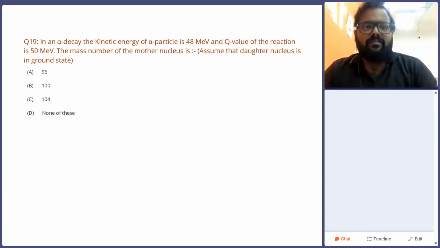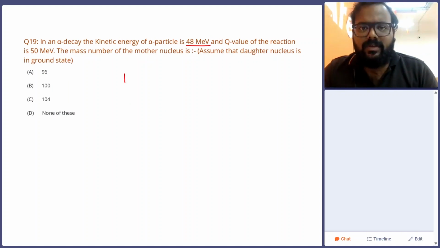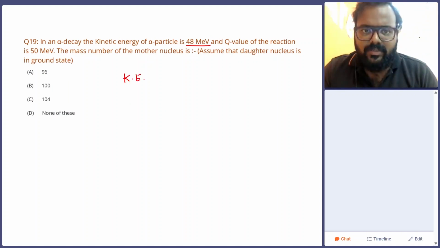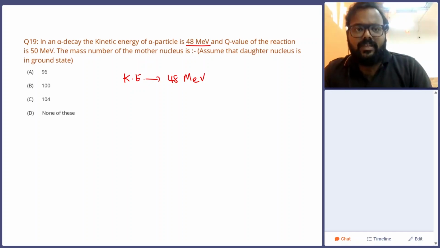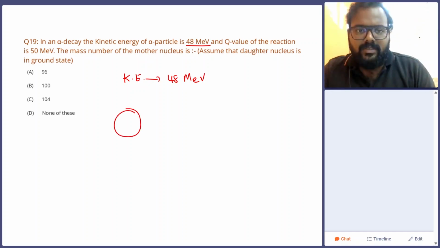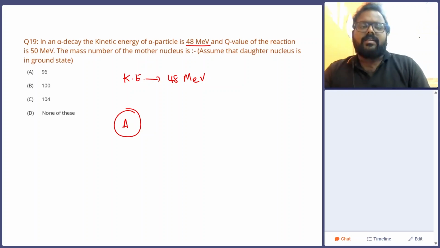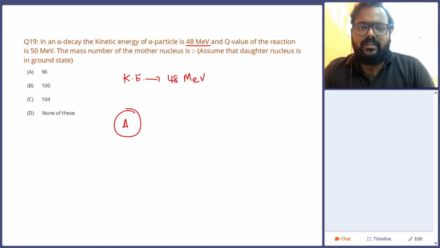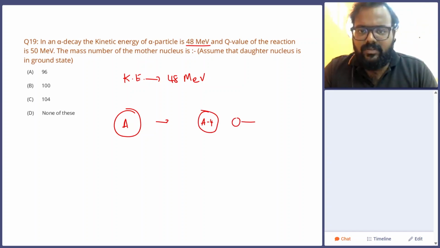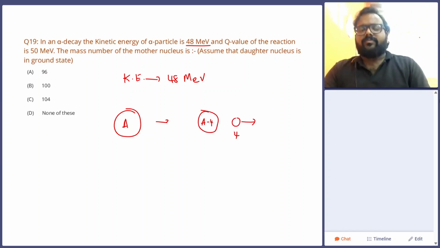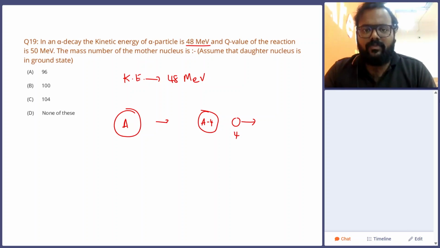In an alpha decay, the kinetic energy of the alpha particle is 48 mega electron volts. The Q value of the reaction is 50. So there is a mother nucleus here, let's call its mass number A. Now this is giving away one alpha particle. Now this becomes A minus 4, and the alpha particle has 4.